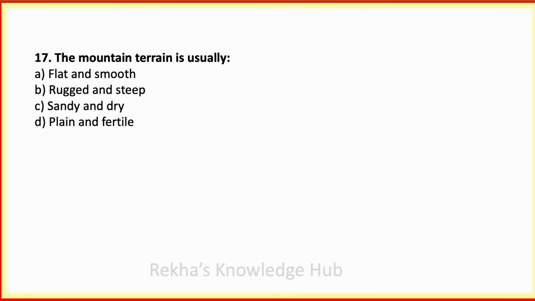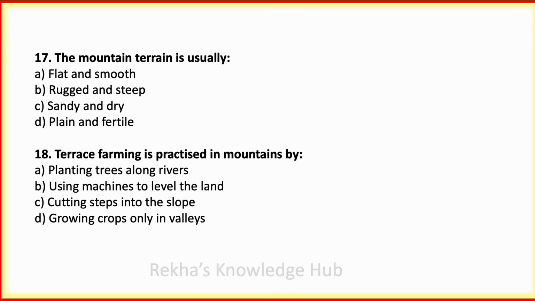The mountain terrain is usually, options are flat and smooth, rugged and steep, sandy and dry, plain and fertile. The mountain terrain is usually rugged or rough and has steep slopes. So, answer is rugged and steep.